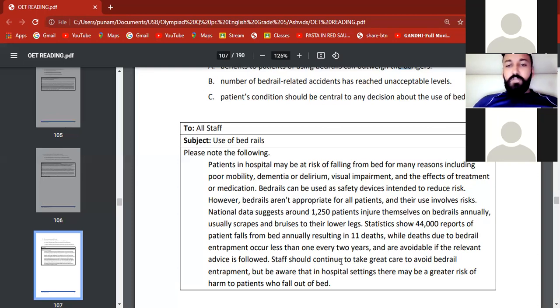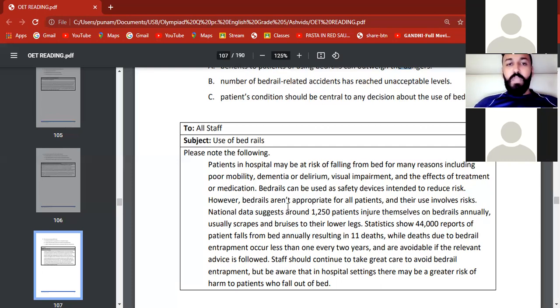Staff should continue to take great care to avoid bed rail entrapment, but be aware that in hospital settings there may be a greater risk of harm to patients who fall out of bed. So it's saying they should continue to take care to avoid bed rail entrapment, meaning getting trapped in the bed rail, but they should be aware that there is a greater risk of falling out of the bed as compared to the bed rail.